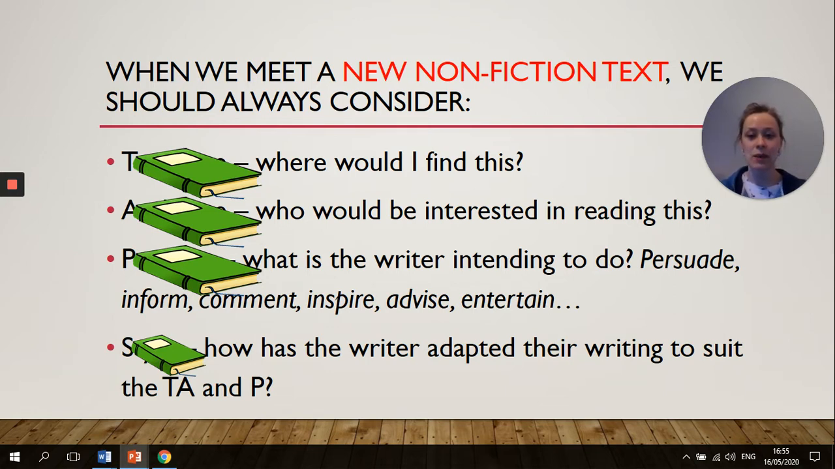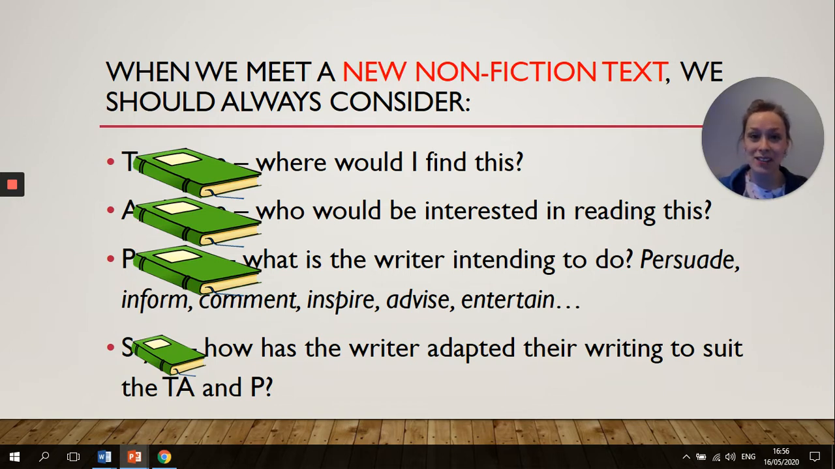Okay, what A means: who would be interested in reading this? And what P is: what is the writer intending to do? And these are some examples of P. To persuade, to inform, to comment, to inspire, to advise, to entertain. And finally, S. What S means: how has the writer adapted their writing to suit the T, A, and P? You got it? You got 5 seconds. Okay, time's up.